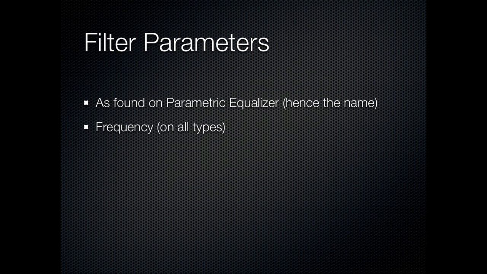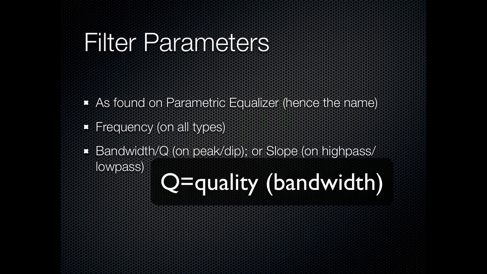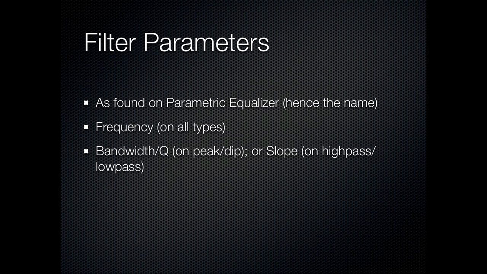Here are the types of filter parameters you'll find for each of those filters. A parametric equalizer, the word comes from the same root as parameters. So you've got frequency on all those types of filters. On the peaking and dipping filters, you've got bandwidth or Q. Q stands for quality, but not quality as in how good it is, rather just quality as in how narrow or wide the filter is. Instead of bandwidth or Q, you usually get a slope parameter on a high-pass or a low-pass filter. On both the peaking and dipping filters and the shelf filters, you'll have a gain control. And if you recall, gain can be positive or negative, so that gives you a lot of options for shaping the sound.